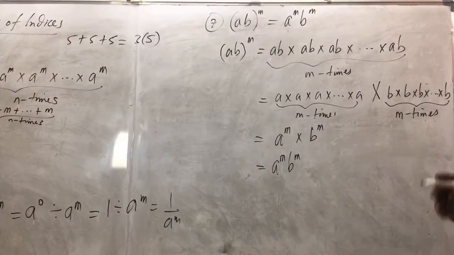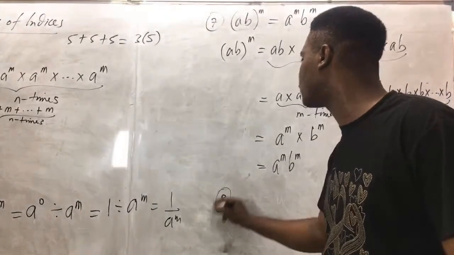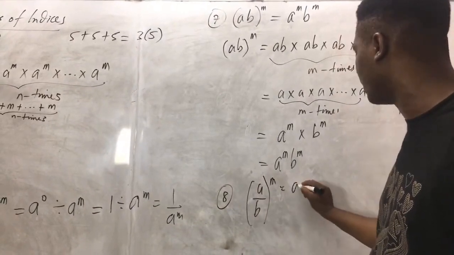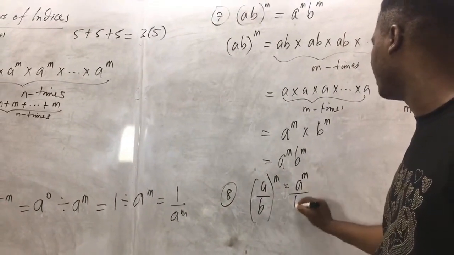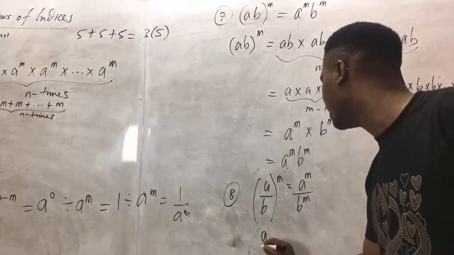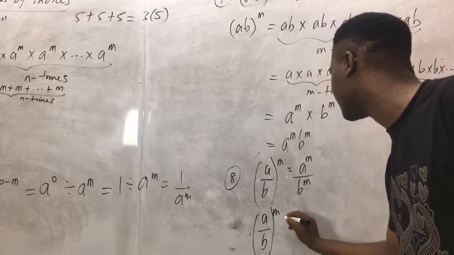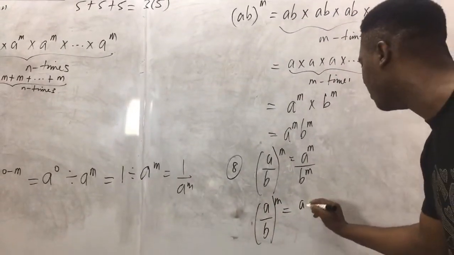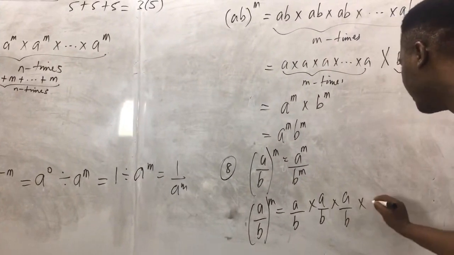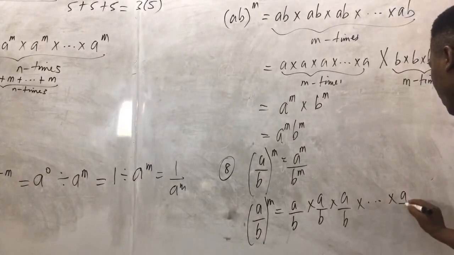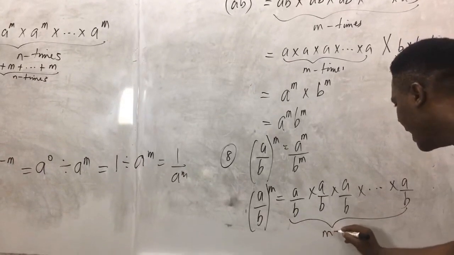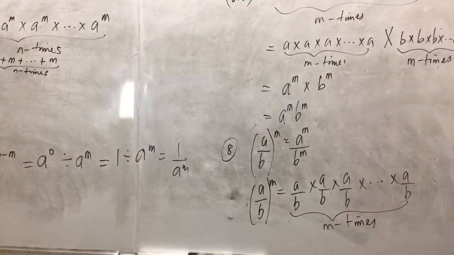Now let's come over to law number 8. A similar logic follows for law number 8. a over b raised to the power m is equal to a raised to the power m over b raised to the power m. So how do we prove this? We follow a similar logic. a over b raised to the power m can be written as a over b times a over b times a over b times and so on, times a over b. And that will multiply how many times? m times.